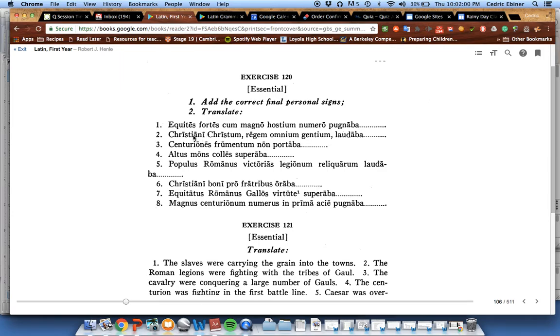Okay, so then we have Christiani Christum regem omnium gentium lauda blank right here. So since we have a subject that is Christiani, with an I ending, that's plural, the Christians, what were they doing?